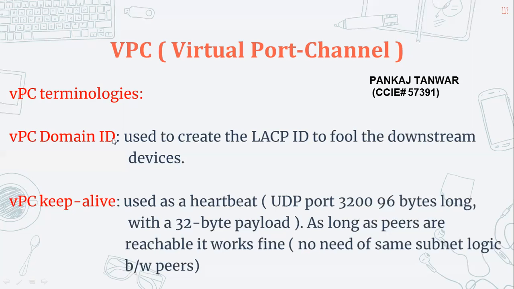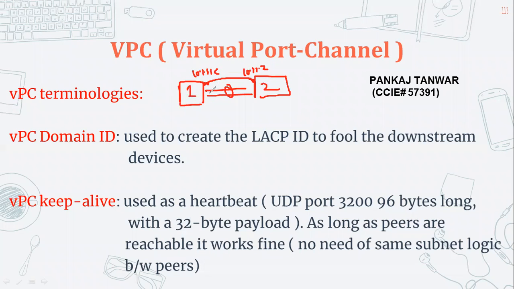It means that if you have two devices, let's say this is your peer 1 and this is your peer 2. Let's say you connect one more link here, and you have IP 10.1.1.1 here, and here you give IP 10.1.1.2. So you are using an L3 connection between your peer devices. As long as these two IPs are pinging each other, it works perfectly fine.